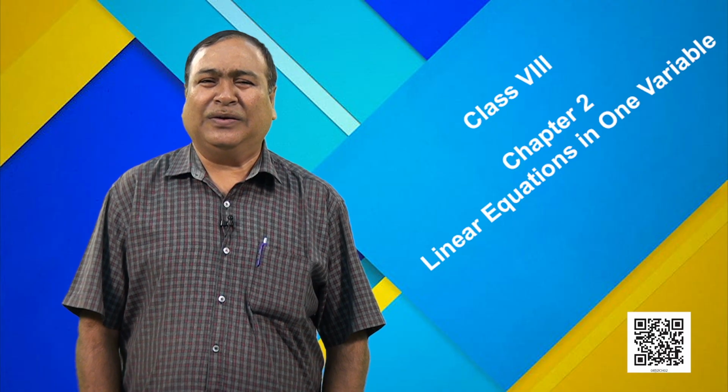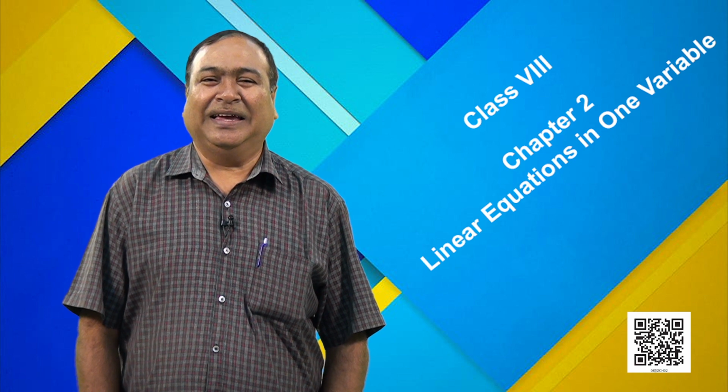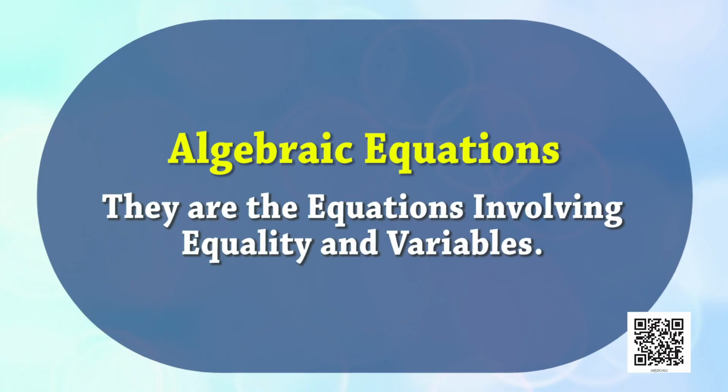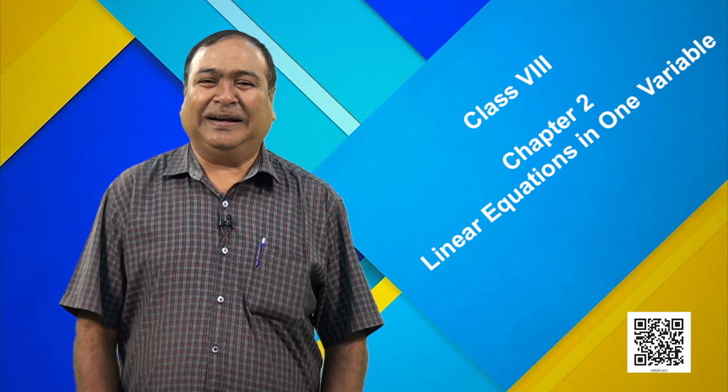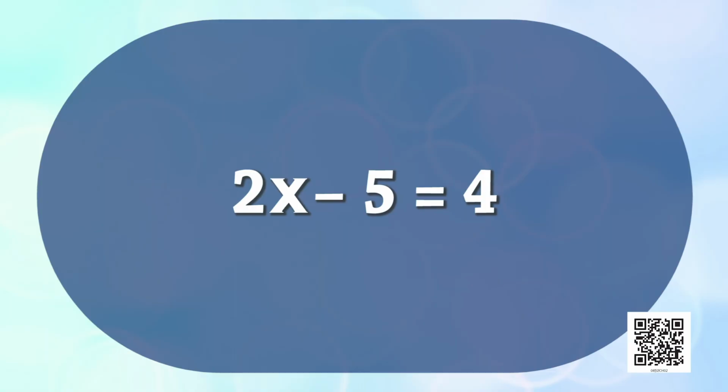Do you remember what is called an algebraic equation? You studied it in the earlier class? Yes, algebraic equations are nothing but equations involving equality and variable. Let us express this by taking one example. Consider the equation 2x - 5 = 4. Observe that here the variable is present on one side and a constant is on the other side, and equality is also there.